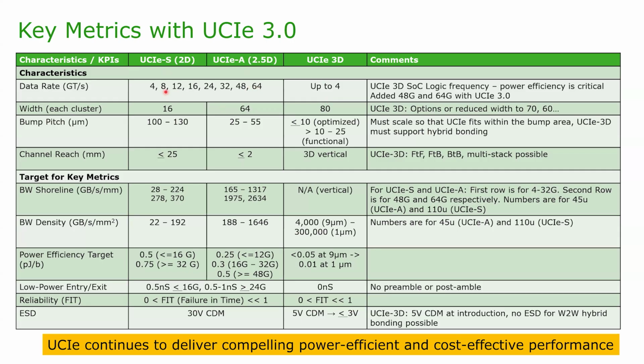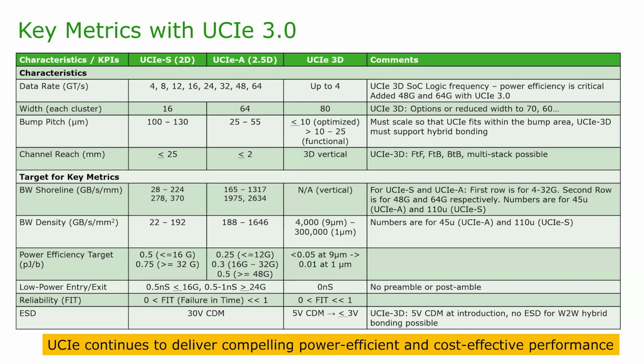Here we support multiple data rates, as you can see, 4 gig through 64 gig. If you support a data rate, you must support all the lower data rates for interop. For vertical, again, it's just the SoC frequency, less than or equal to 4 gig. Each cluster is 16 bits wide for standard, 64 bits wide for advanced, and 80 bits wide for 3D. A UCIe link comprises 1, 2, or 4 clusters for planar. For vertical, it is just an 80-bit entity. And of course, you can have multiple UCIe links between 2 chiplets.